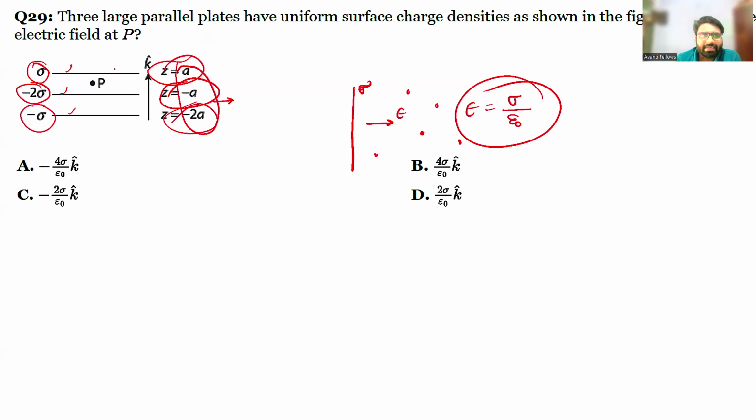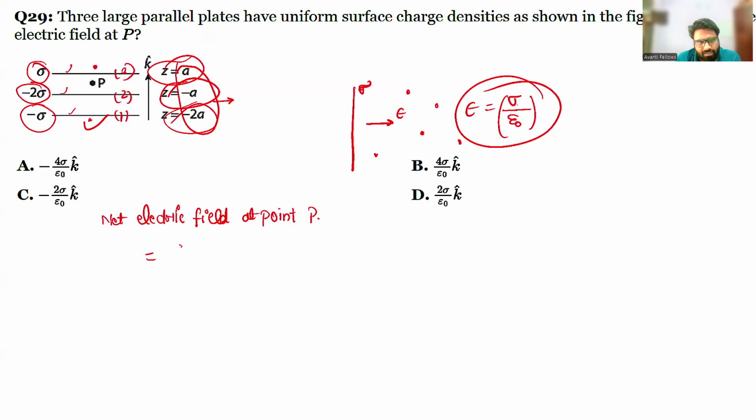In method one, you can calculate the net electric field at this point P. First of all, we do that. Net electric field at point P. So it will be the sum of multiple electric fields present here, and each electric field will be given by sigma upon epsilon. So from this sheet number 1, let's say this is sheet 2 or plate 2, and this is plate 3. So we have electric field E1 plus E2 plus E3.